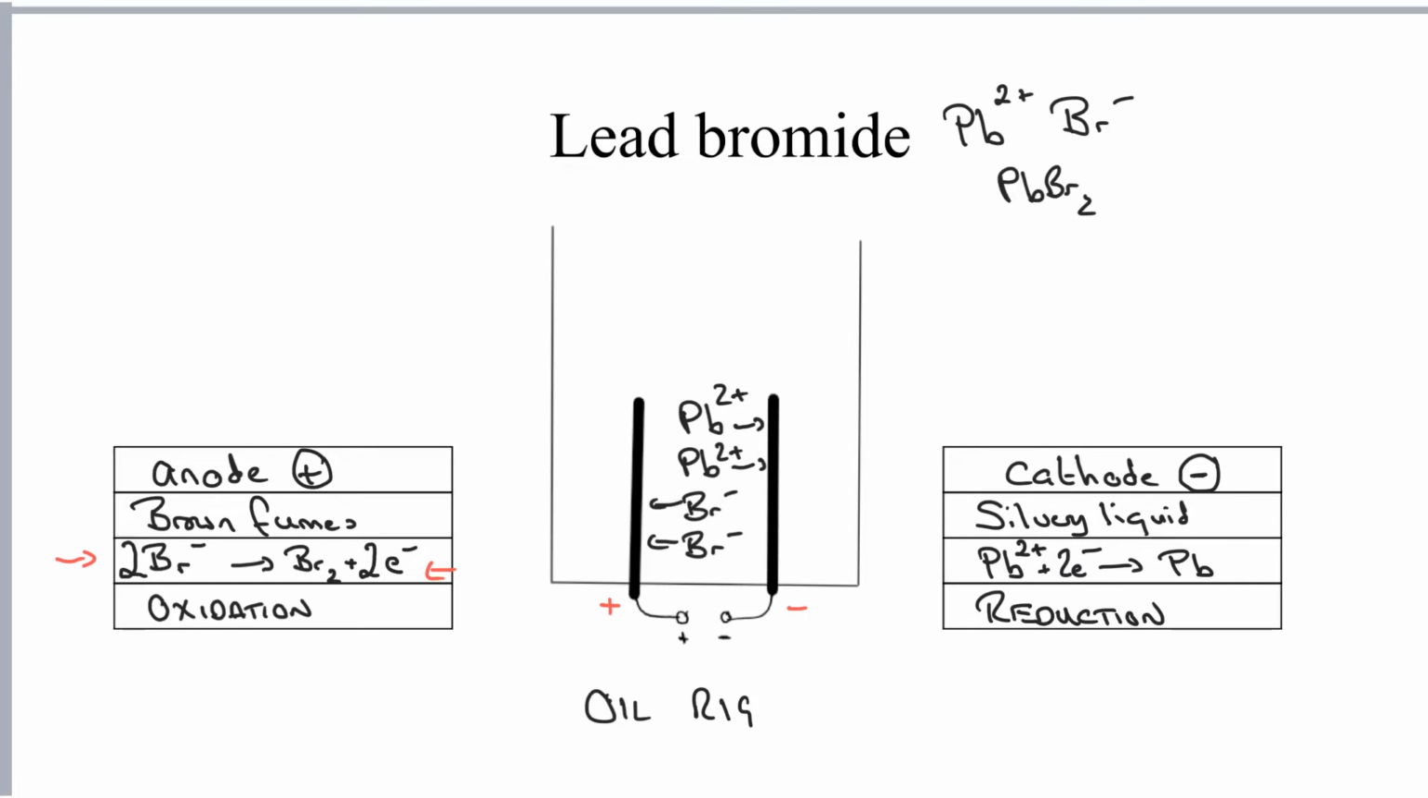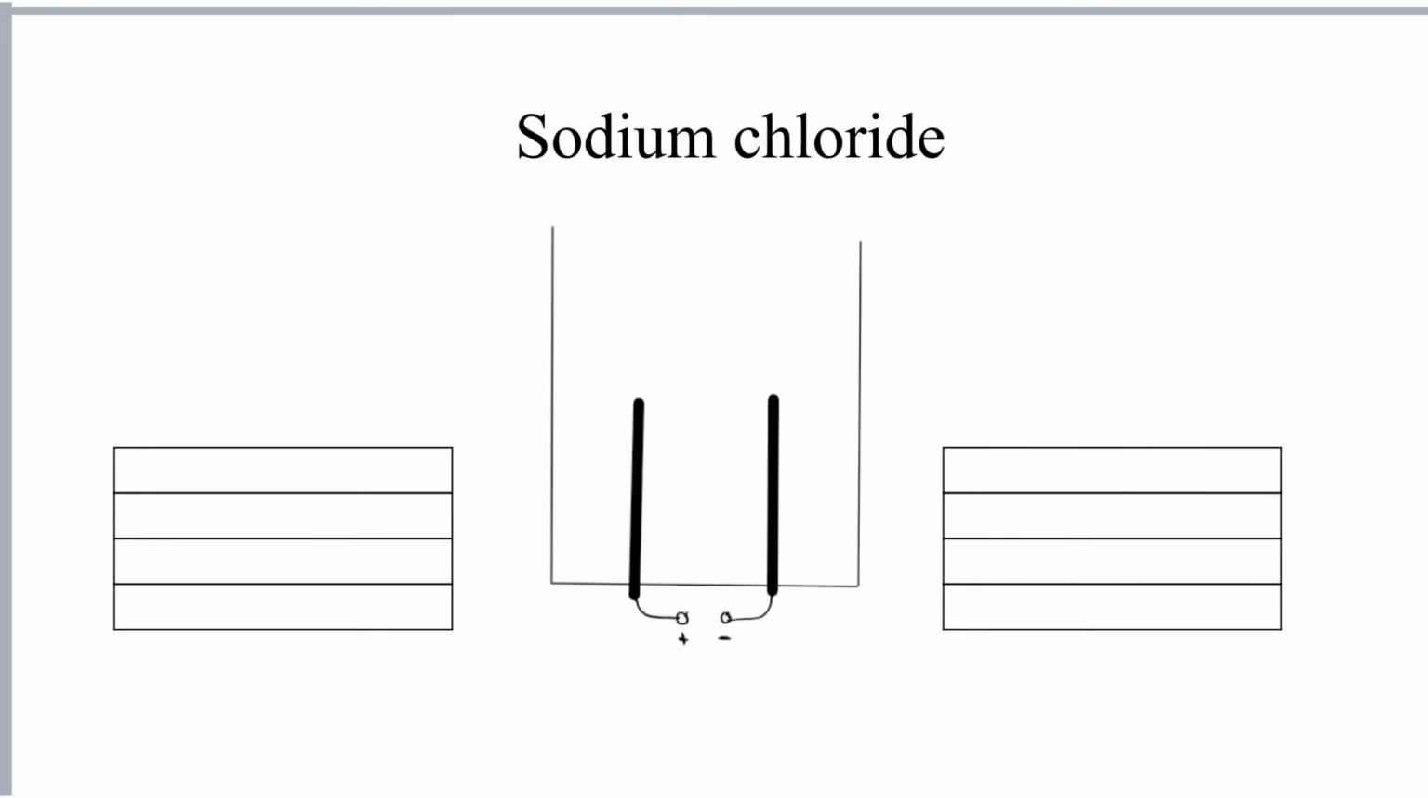Let's have a look at sodium chloride. Now, we know the formula of sodium chloride is NaCl. Therefore, in this molten ionic compound, we've got sodium ions and we've got chloride ions. Now remember, as soon as it's molten, the ions can move and it'll conduct electricity, and the positive ions are attracted to the negative electrode, which is the cathode, and the negative ions are attracted to the positive electrode, which we call the anode.